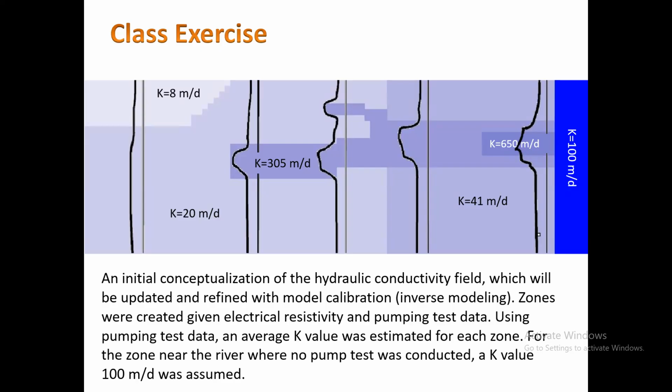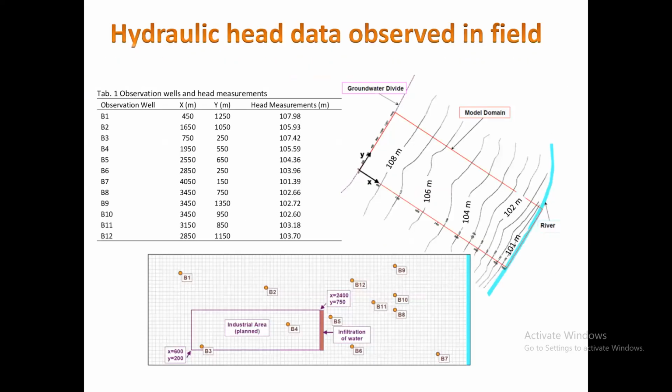So you go to the field. This is what I showed you last time. We have different observation wells here, like 12 of them. This is their coordinates, and this is the head measurement. And we can use this head measurement to plot this head contour. So basically, this is what you observe in the field. This is the head observation.